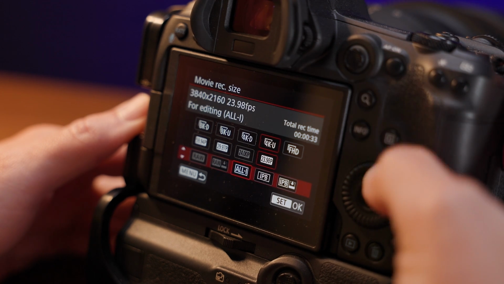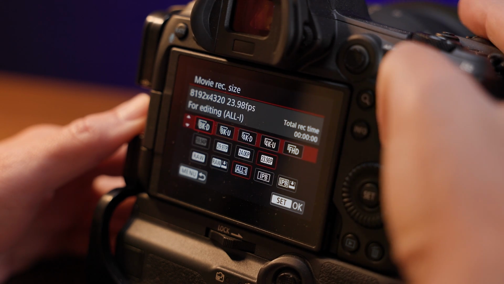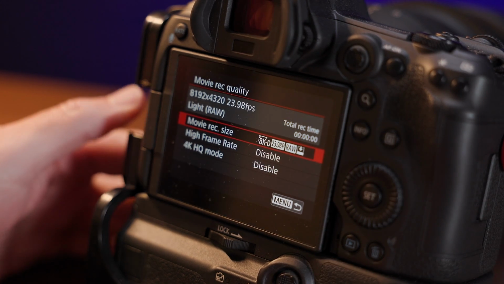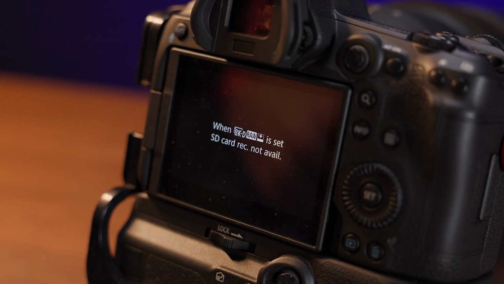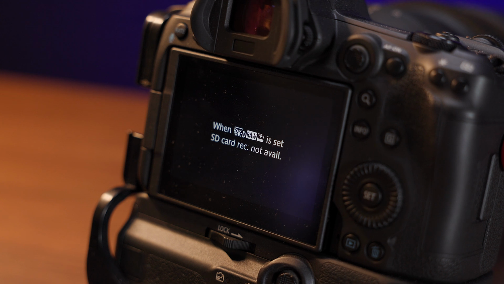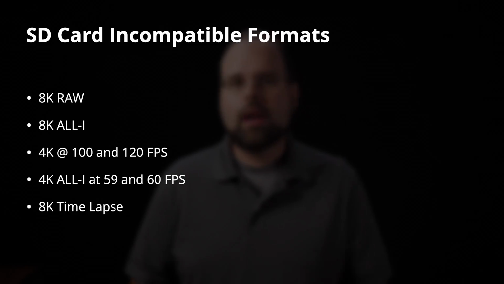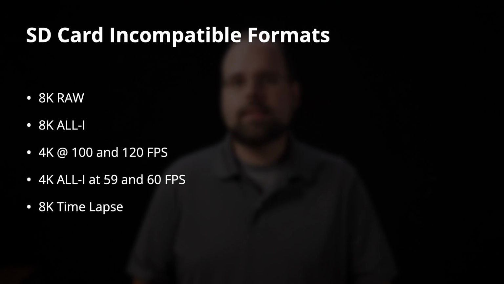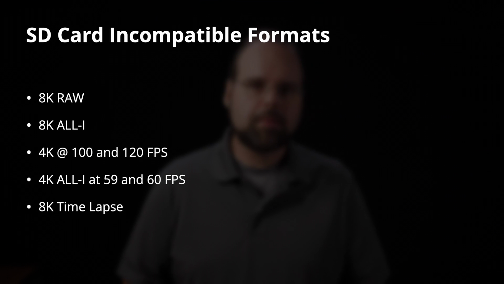On the other hand, because of their limited speeds, at least compared to CFExpress cards, the camera will not record some video formats to an SD card. These include 8K RAW, 8K All-I, 4K at 100 or 120 frames per second, 4K All-I in HEVC mode with 4:4:4 or 4:2:2 chroma subsampling, and 4K All-I in AVC mode at 50 or 60 frames per second. Also in photo mode, bursts may be shorter, and it will take longer for the buffer to clear when using the SD card compared to the CFExpress card.